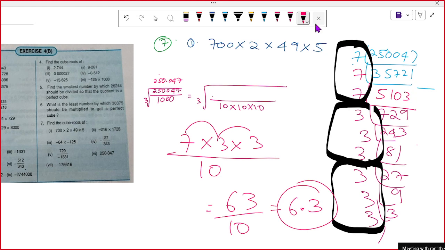That's it. Done with this chapter. Any doubts in this? Squares, cubes, cube roots? No doubts. What problems? All the questions are done. We'll do it later.